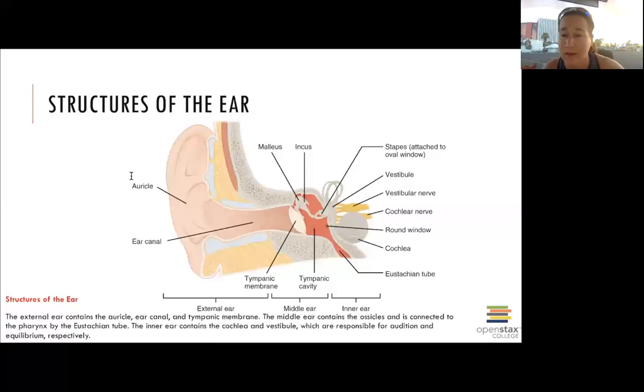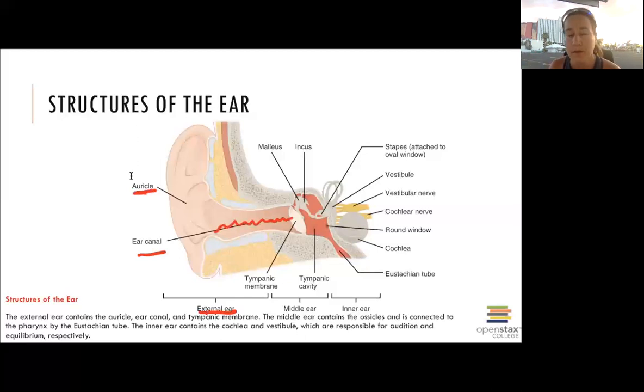So parts of the ear. Parts of the ear are the auricle. These guys are basically like giant satellite dishes. The sound waves are going to hit your auricle, and they're going to funnel them into your ear canal. So this is the outer ear, your external ear. Sound waves hit the auricle, go towards the hole, the ear canal, and now they're going to travel towards the middle ear.